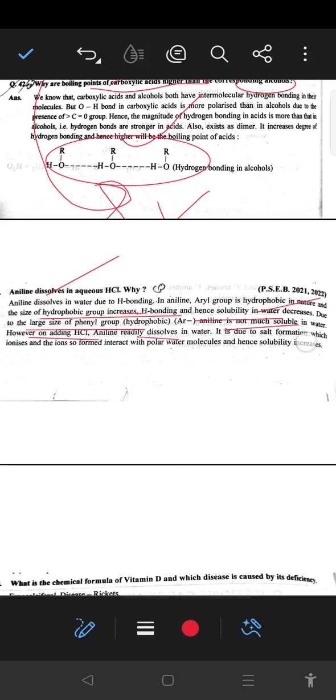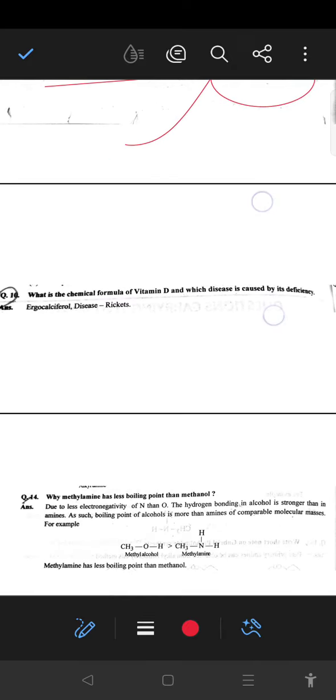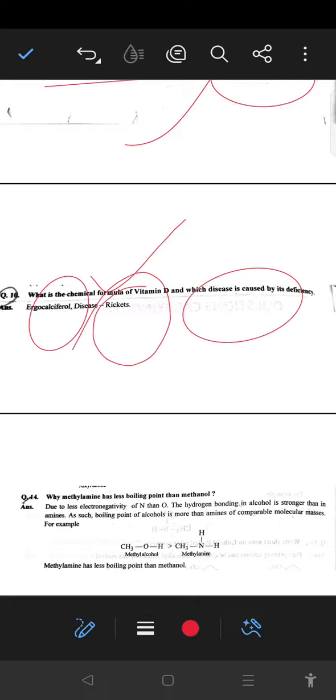It is due to the salt formation, and the ions so formed interact with the polar water molecule, and hence solubility increases. ठीक है. So with salt formation, the solubility increases. Next, chemical name of vitamin D, that is ergocalciferol. So deficiency disease, that is rickets.